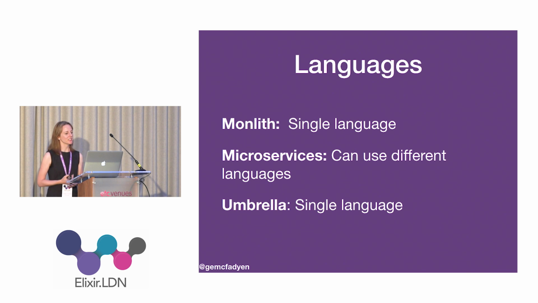In terms of languages, a monolith is typically one, and microservices have the ability that you can use different languages, which could be useful if one of your services is doing something that a particular language is really good at solving. With the umbrella, you're tying yourself to languages on the BEAM, but we all know that Elixir and Erlang are super cool, so it's really an advantage.